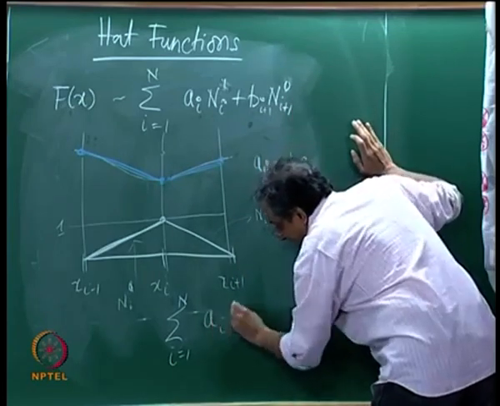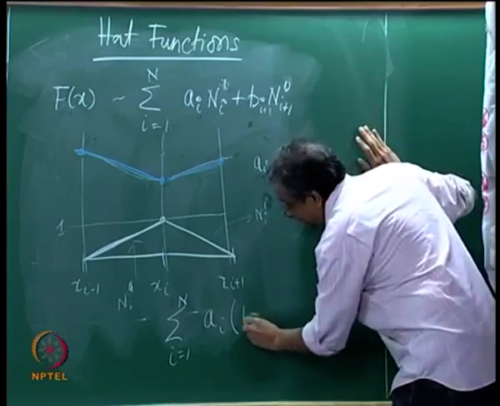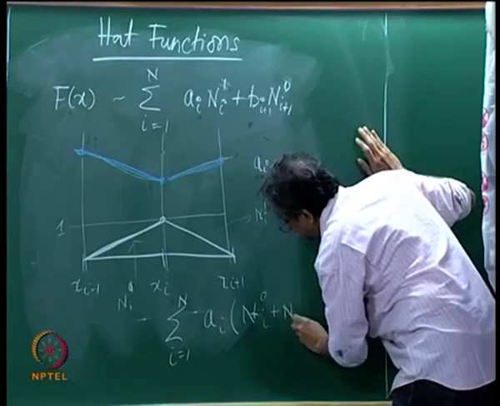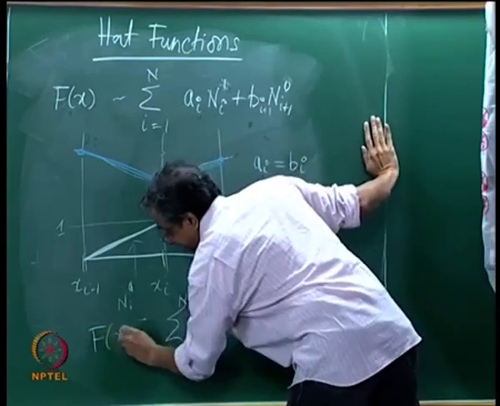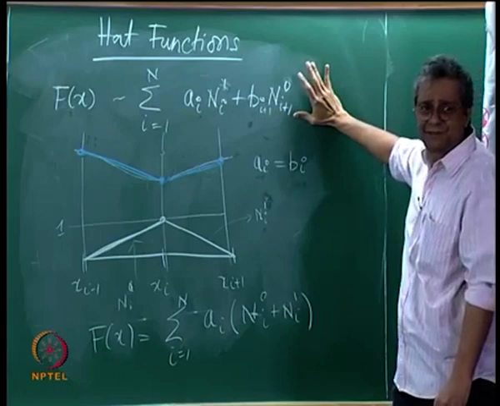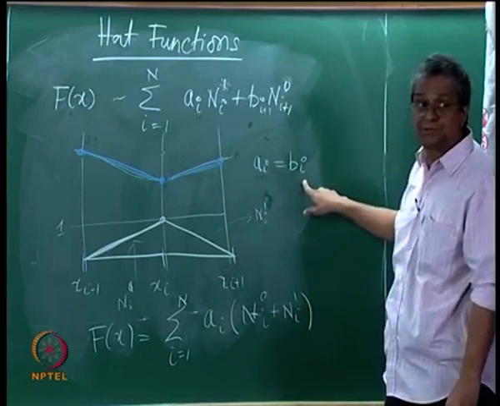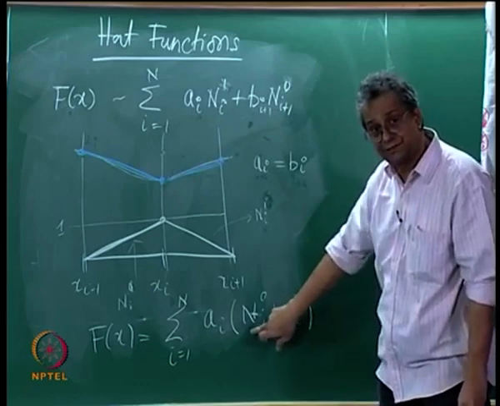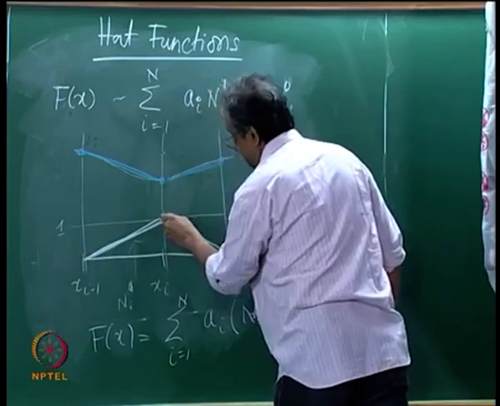If I factor out the ai's, since the ai and bi are the same, I am going to get an ni0 plus an ni1. That summation f of x, you can open out the summation for a few terms and see that this is true. It is actually possible for me to factor out the ai for ni0 and ni1, since ai equals bi, and these can be added now, and if you add them, this is the function that you get.